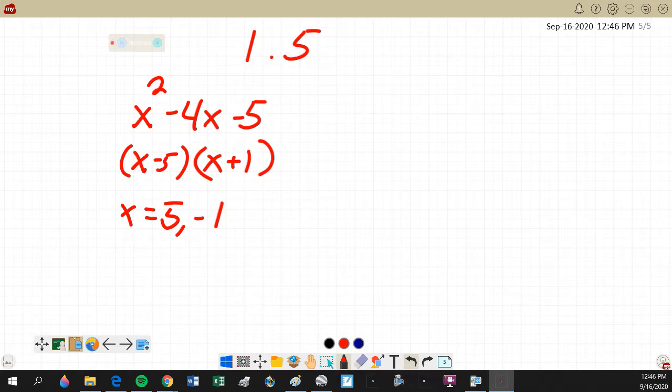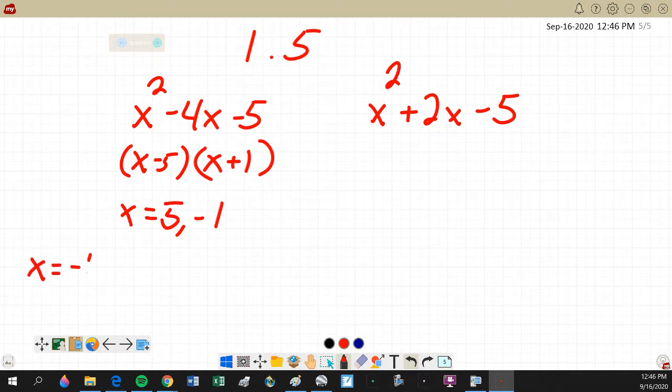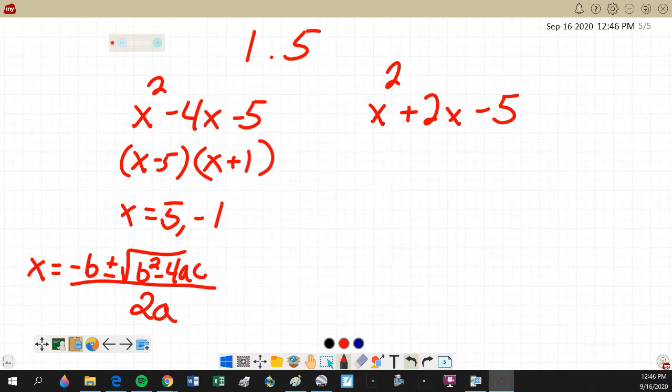Right? Well, what if the equation was x squared plus 2x minus 5? Are there two numbers that multiply to be negative 5 and add to be 2? No, so we need some other way to solve this. And the formula is called the quadratic formula. So you might want to write this down. x equals negative b plus or minus the square root of b squared minus 4ac, over 2a.